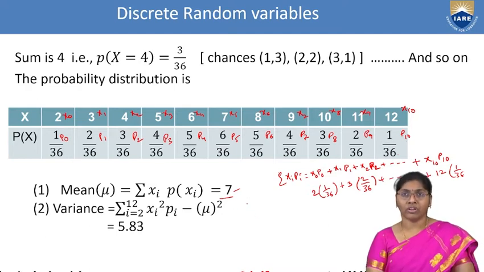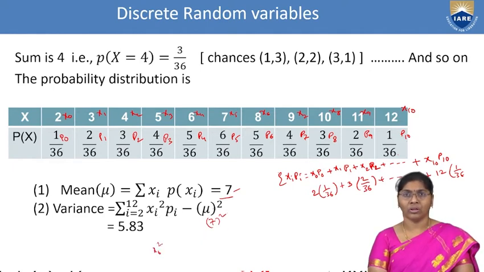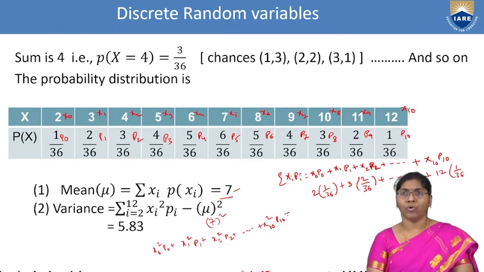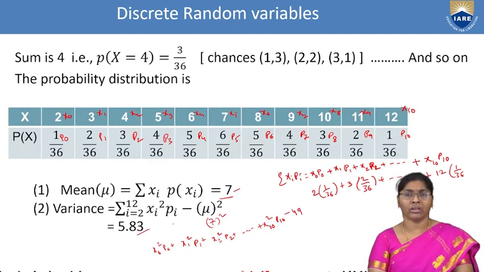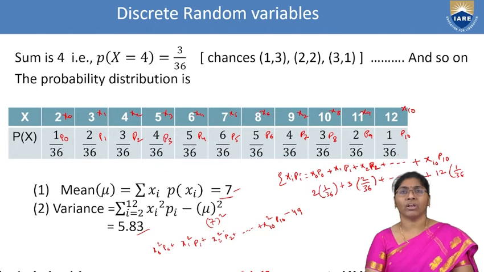Here the variance formula we know: e of x square minus e of x whole square. That can be written as summation xi square into pi minus mu whole square. Here we already know mu is 7. Simply it is x0 square p naught plus x1 square p1 plus x2 square p2 plus so on plus x10 square p10, minus mu square, which is 7 square, 49. Now the final solution is 5.8. That is the final solution of the variance.